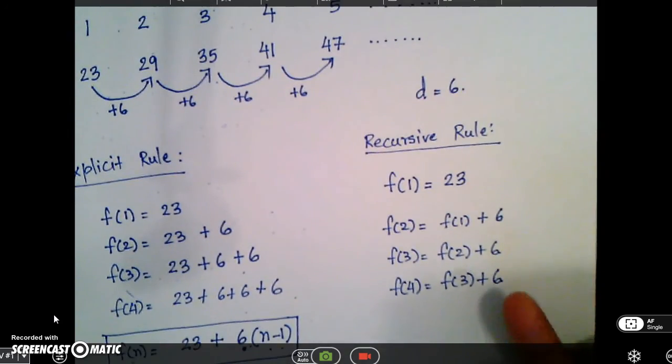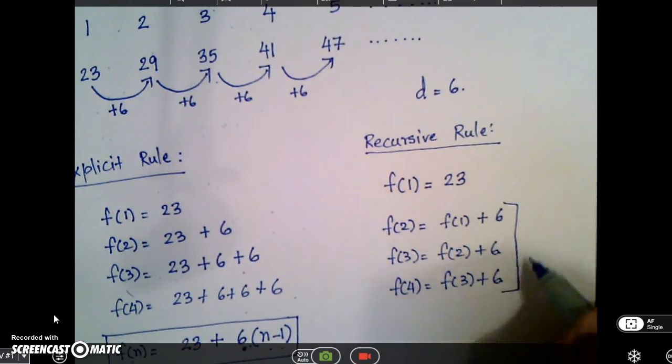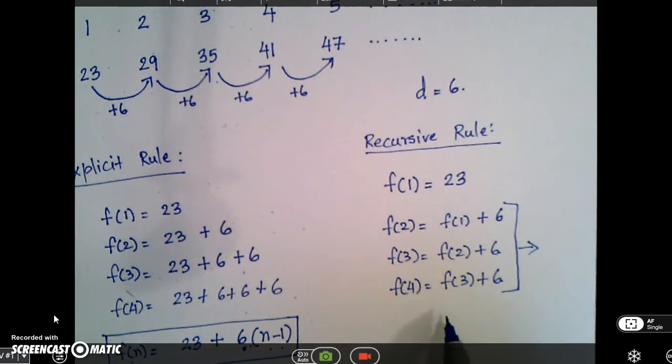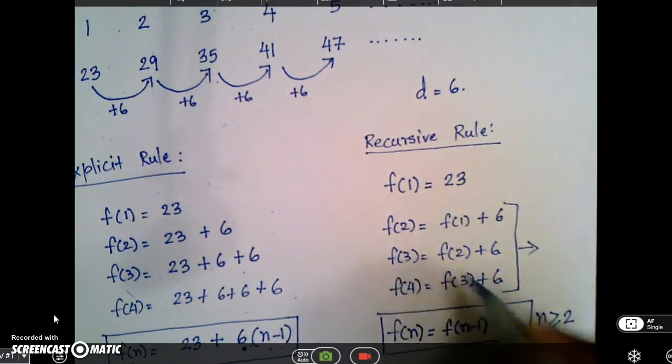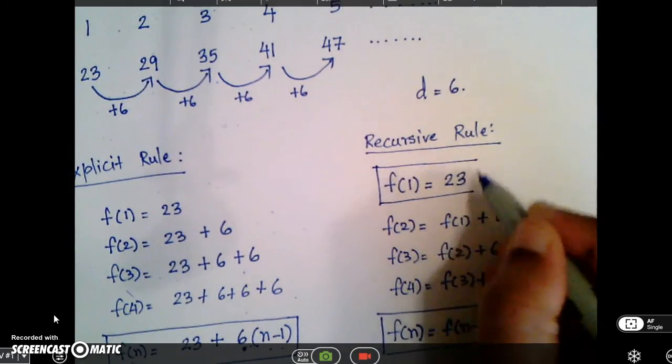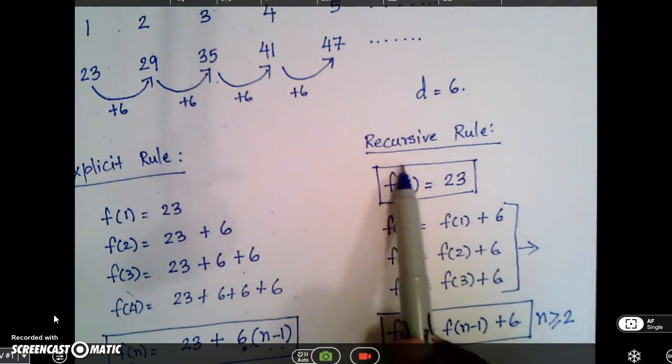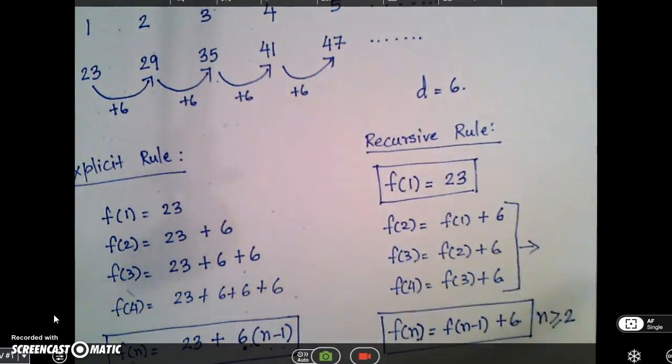Again, you don't have to write all this. This is just to give you an idea because it's a little tricky and you always get confused between f of n and f of n minus 1. So if you write this, you can see what's happening here. And my f of n, if I have to generalize, is f of n minus 1 plus 6. So this is my recursive rule for n greater than or equal to 2, and I have to give what my f of 1 is. So together they make a recursive rule.